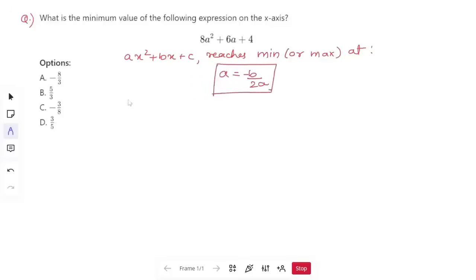Now based on this, we will solve our equation. So see, in our equation, A is what? A is, sorry, 8, this one, right? Then B is 6, and then C is 4, right?